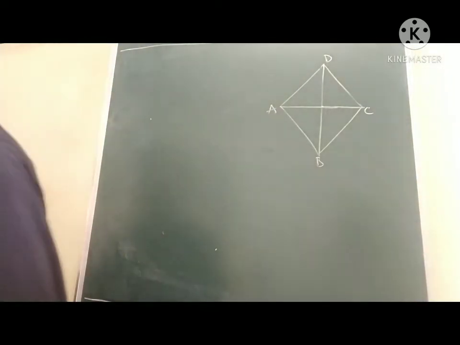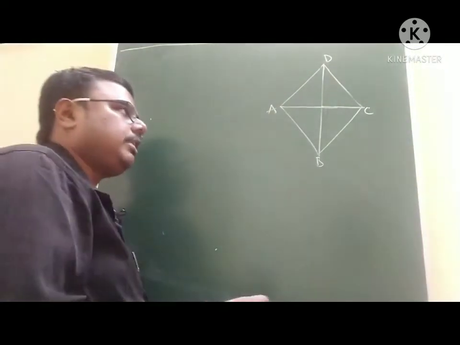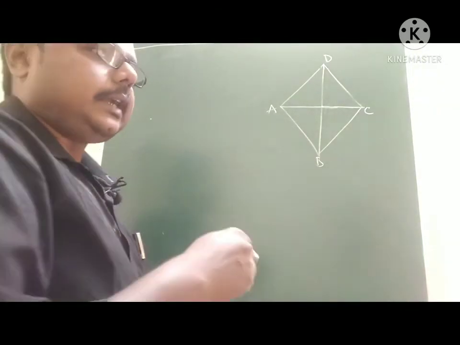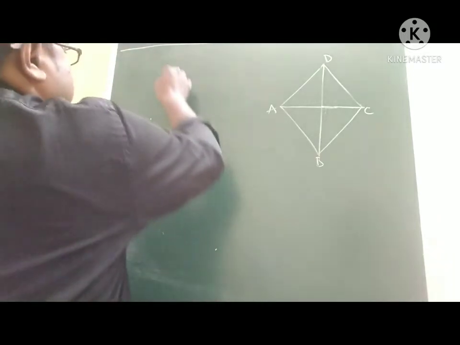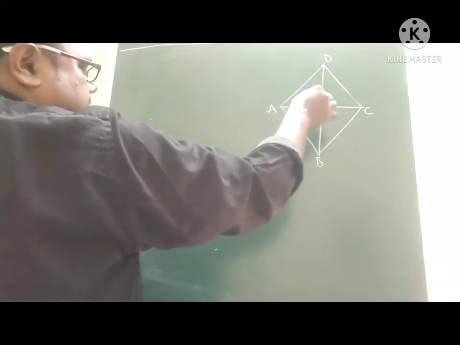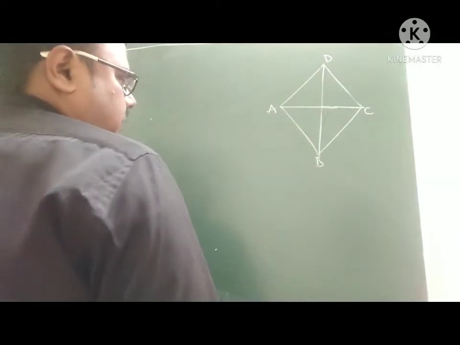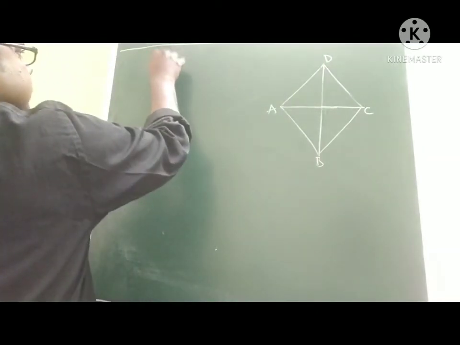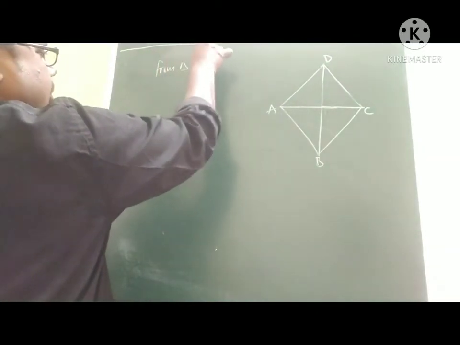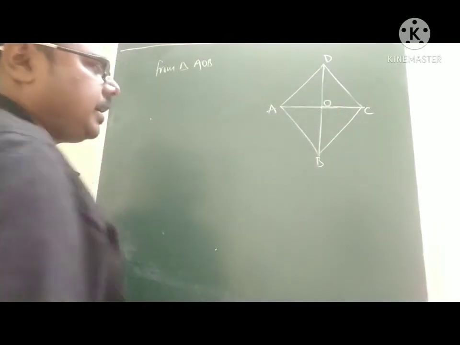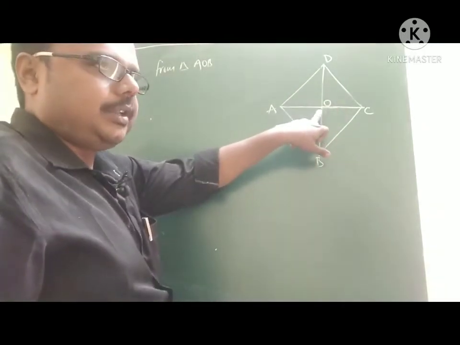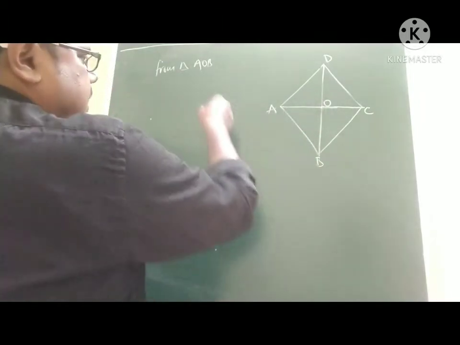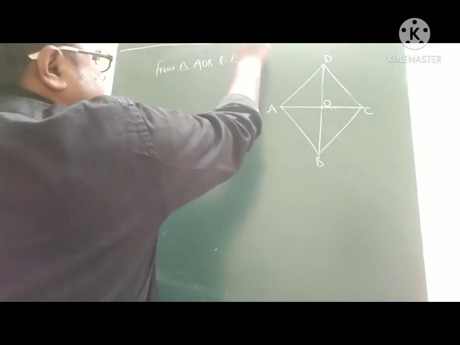Okay. So first of all, you should know that in a rhombus, what is the property as per the sides? All the sides are equal. All the sides are equal in a rhombus, right? So let us go with the first 2 triangles. Let me take this AOB and this COD. I did not mention here, so let me take O. I will mention that O is the point of intersection of both the diagonals. So from triangle AOB and triangle COD.